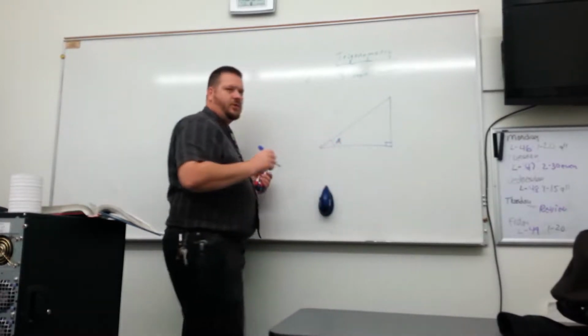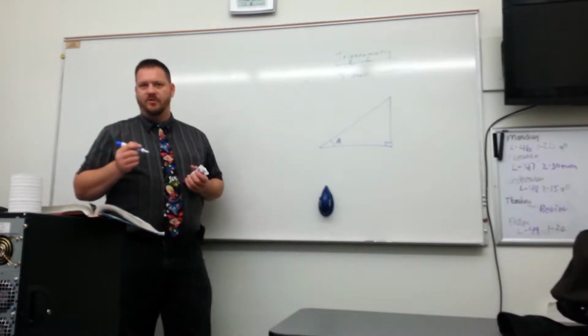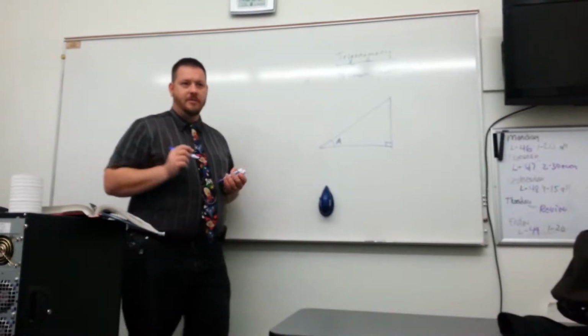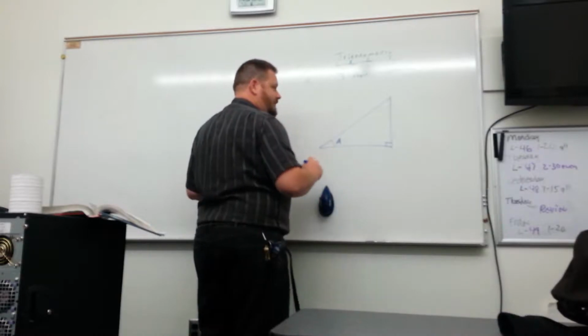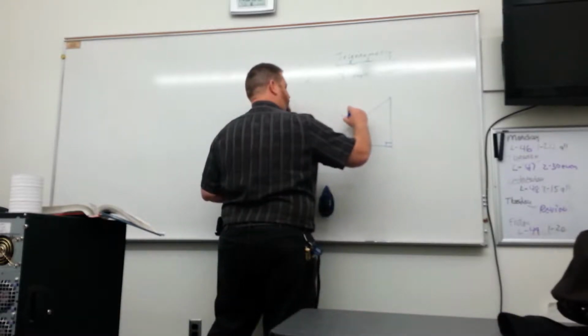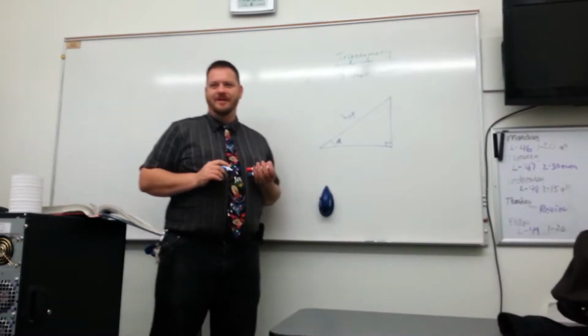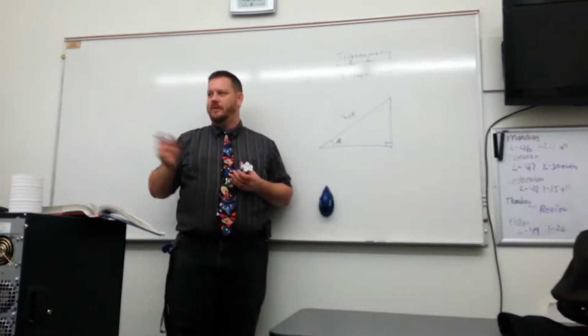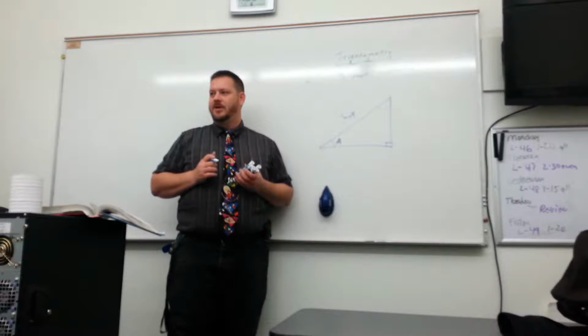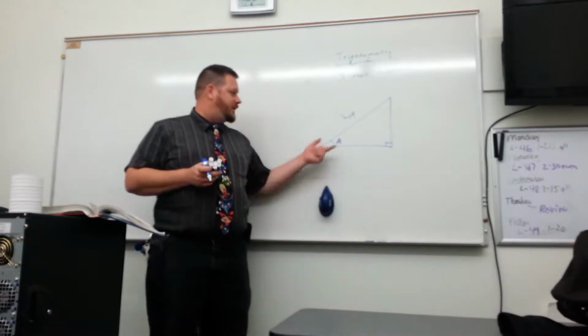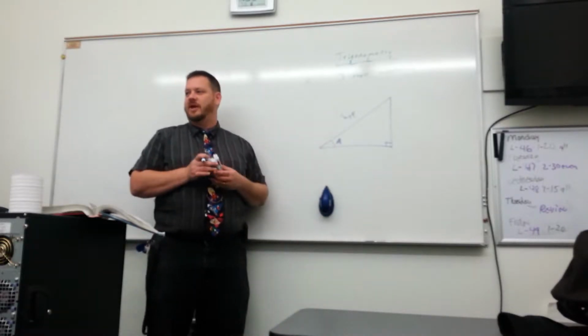Now, do you know the names for the sides of a right triangle? The big one, the really big one, is the hypotenuse. That's right. So this one's the hypotenuse. What about the other ones? This would be an acute angle because it's less than 90 degrees.